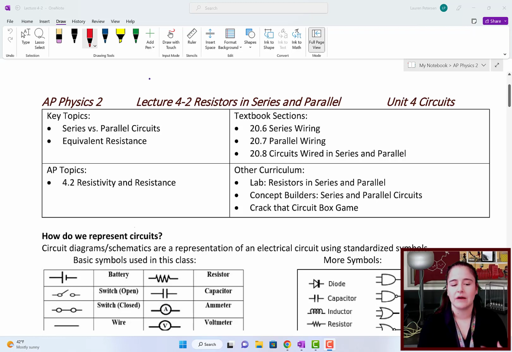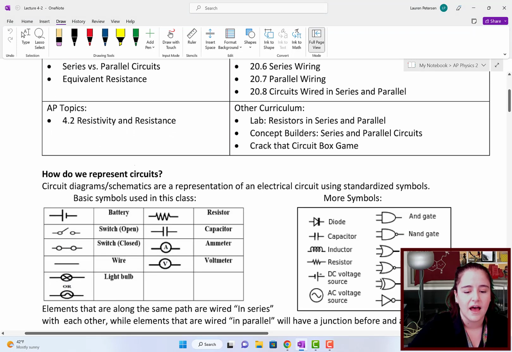So we're going to be talking about resistors both in series and in parallel, and how to calculate the equivalent resistance of those types of circuits.